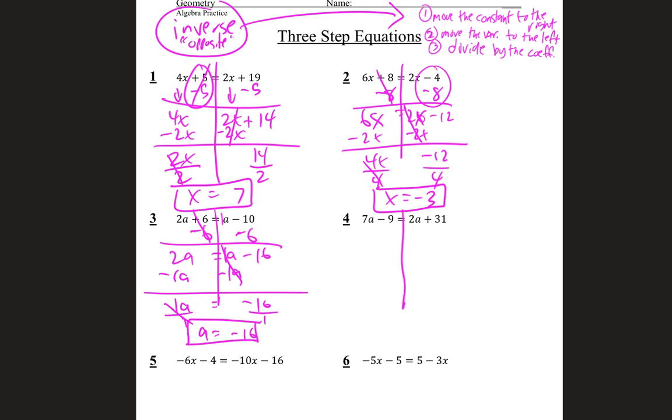Keep it moving on number 4. First step, we're going to add 9. Going from left to right, we got 7a. Those cancel. 2a plus 40. Next step.